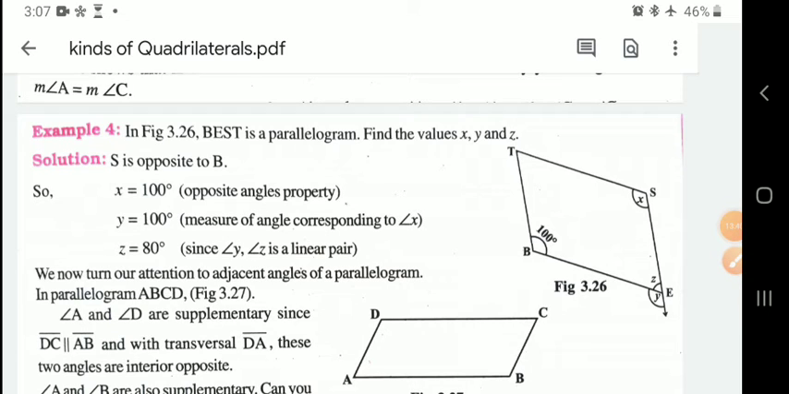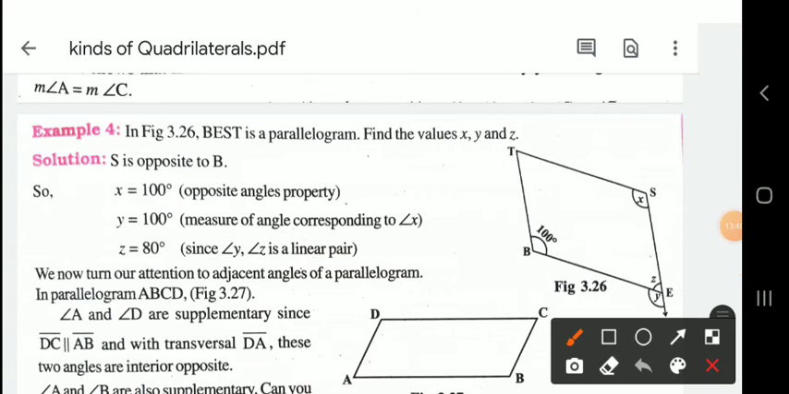Now look at here, we have learned that opposite angles of parallelogram are same. Opposite angles of parallelogram are same. So here the angle B is equal to angle S, right? Angle B is 100 degree, so x is equal to 100 degree, opposite angle property. So here we get x is equal to 100 degree.